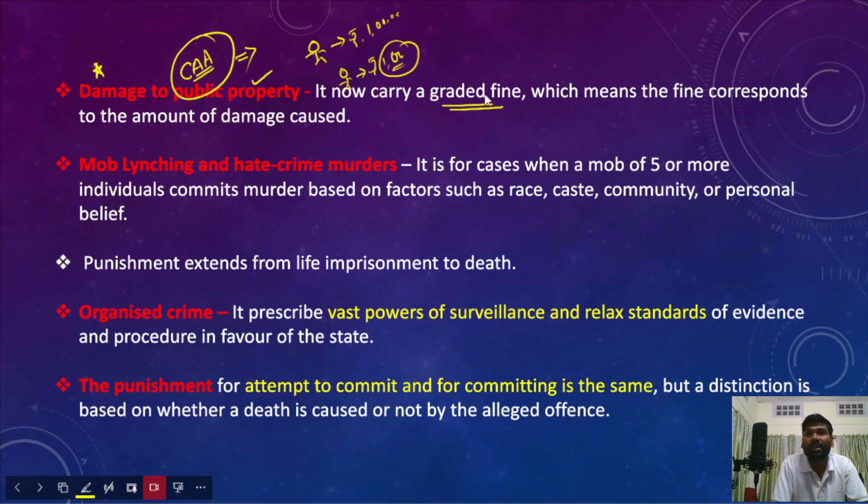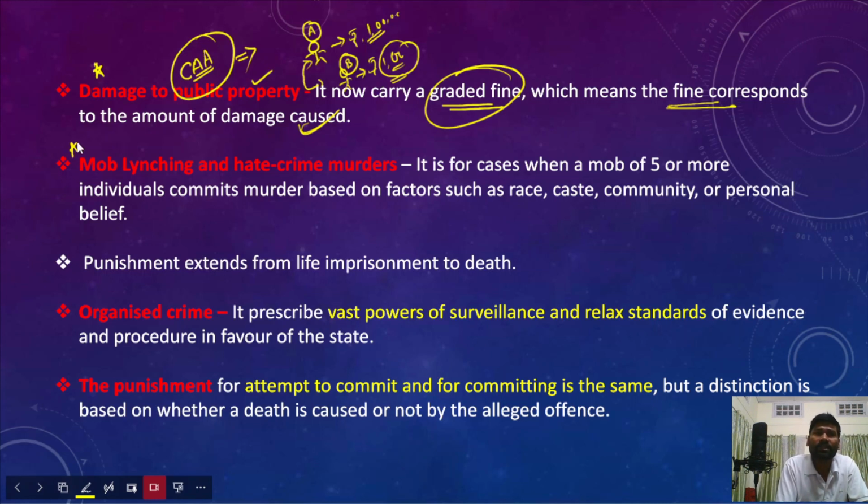Okay, so there would be a graded fine, which means the fine is based on the amount of damage being caused to the public property. Both of these individuals have caused damage to the public property. However, individual A would attract a lesser fine and individual B would attract a greater fine, because the damage caused by the two individuals is different.